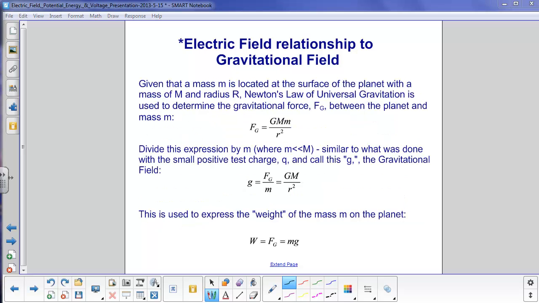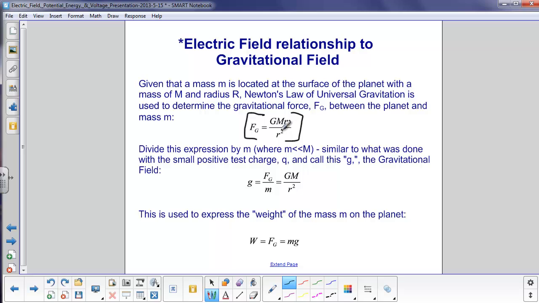Let's review with gravity. Here's the gravitational force, where we have the universal gravitational constant G. We have two masses, and in this case we'll assume the large M represents the mass that we're interested in its gravitational field, and little m is some small test mass, sort of like the positive test charge that we talked about in defining the electric field.